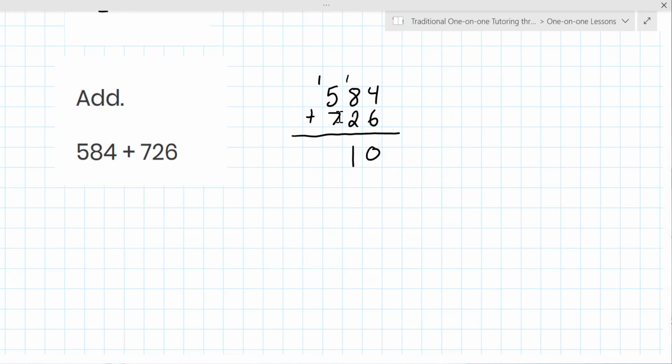12, plus the 1 is 13. Okay, so do you see how we add those vertically? Yes. Okay. Let's try another problem here. We're going to review how to subtract.